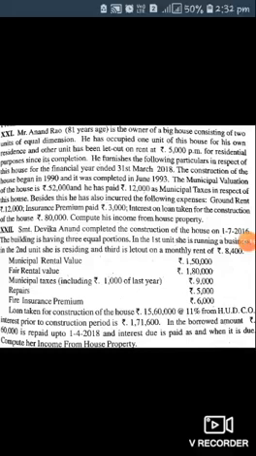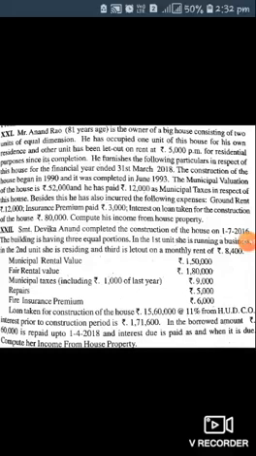He is owner of a big house consisting of 2 units of equal dimension. He has occupied 1 unit of this house for his own residence, and the other unit has been let out on rent for 5,000 per month for residential purposes since its completion. He furnishes the following particulars in respect of this house for the financial year ended 31st March 2018.